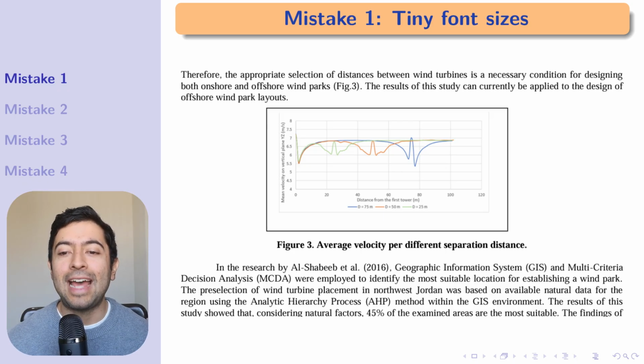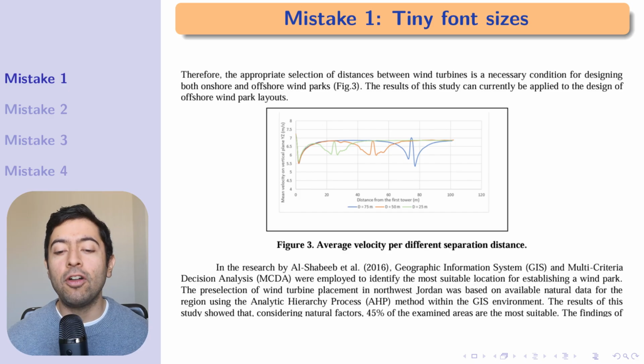And this is tiny font sizes. This is the most typical mistake that you see in almost any conference paper. In this example, you can see that we have a chart and we have the core text of the article. And you see that the font is really, really small. Compare it to the main paragraph font.